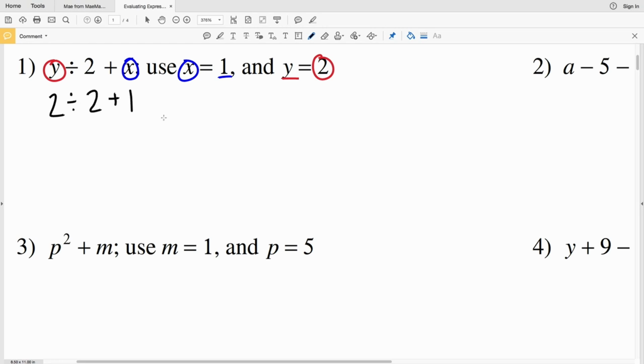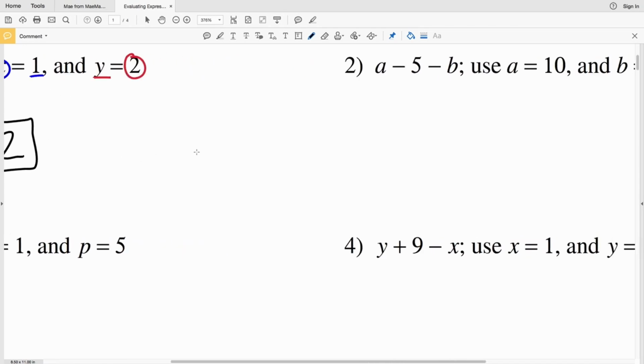We know from order of operations that we're going to do divisions first. So 2 divided by 2 will give us 1, and 1 plus 1 equals 2. So the answer for number 1 is 2. Let's go over to number 2.